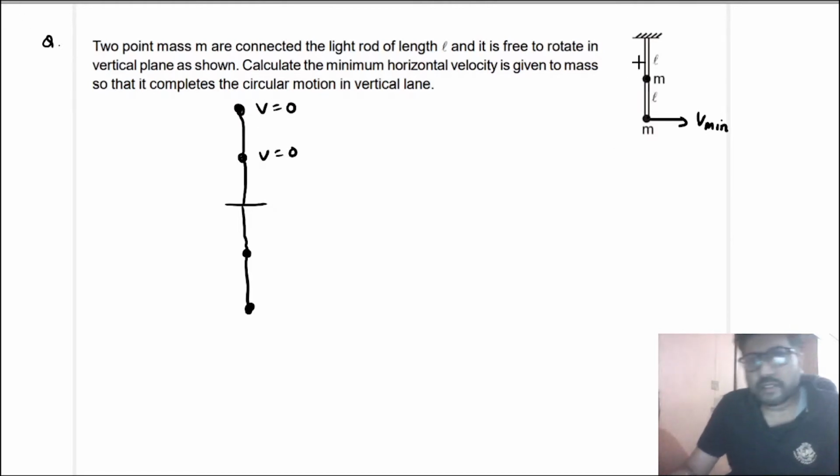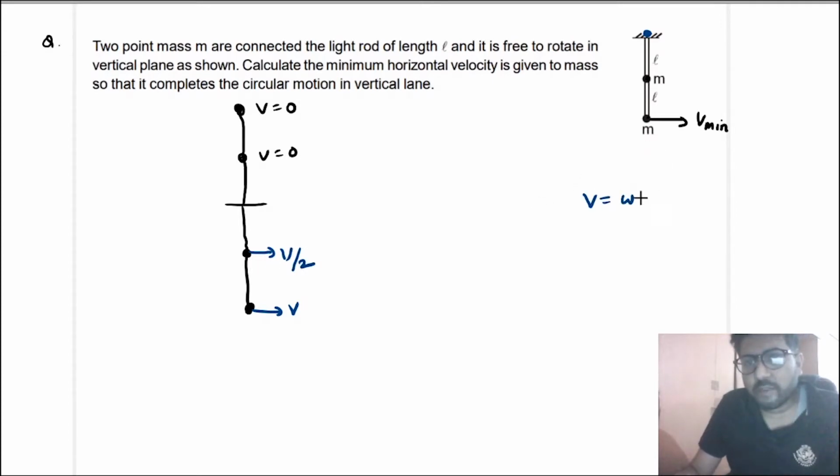Now because this is the axis of rotation, you know that the angular velocity of a rigid body remains the same for all points, but the velocity depends on the distance from the center. Now this is at a distance L and this is at a distance 2L. So if this velocity is V, this velocity has to be equal to V by 2. Why? Because V is equal to omega R.